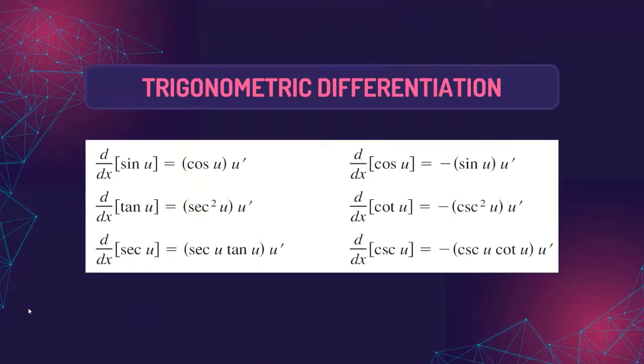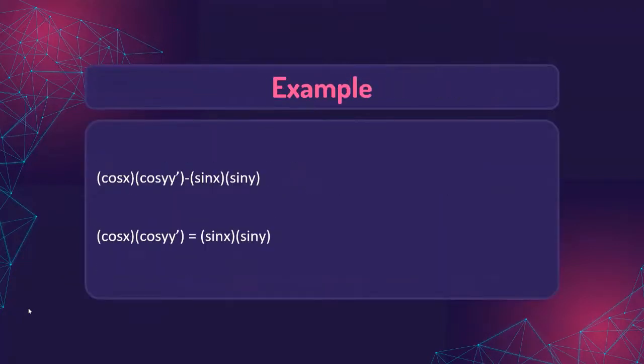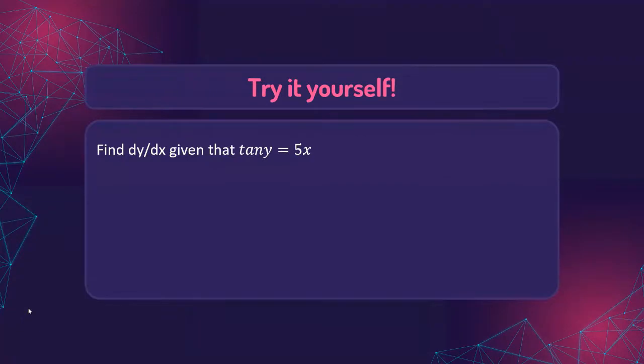Then next is solving for trigonometric functions using implicit differentiation. So kindly screenshot this formula that may help you in deriving the trigonometric functions. First, let us have an example. We were asked to find dy/dx given that tan y = 5x. Same process: differentiate both sides with respect to x. Then tan y is equal to 5x.